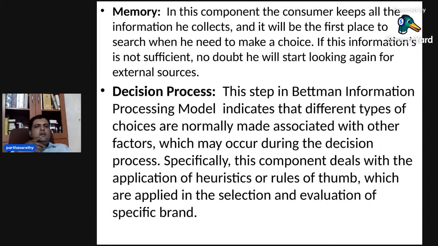So next one is the decision process. This step in Bettman's information processing model indicates that the different types of choices are normally made associated with other factors which may occur during the decision process. Specifically, this component deals with the application of heuristics, or the rule of thumb, which are applied in the selection and evaluation of a specific brand.